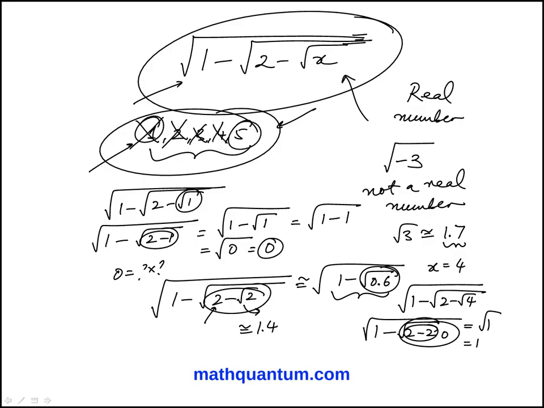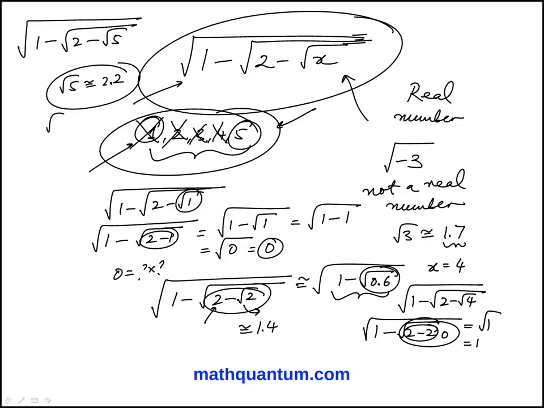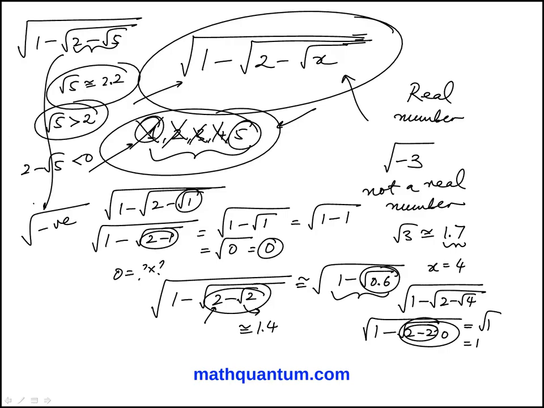So really the answer is we're left with 5. And the reason for that is that square root of 5 is approximately 2.2. But more important, if you don't remember this, is that square root of 5 is greater than 2, because square root of 4 is 2. So this number here, 2 minus root 5, is negative. And so when we take the square root of a negative number, that's not a real number. And therefore the correct answer is choice E, x is equal to 5.